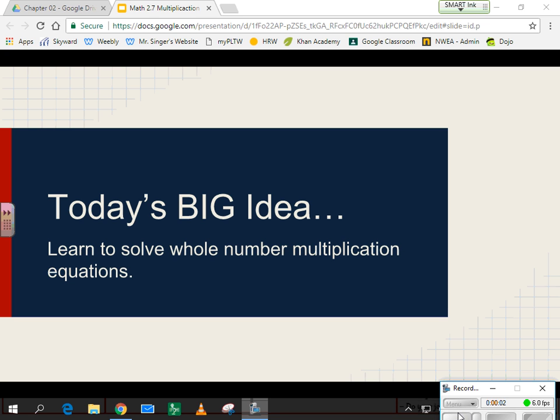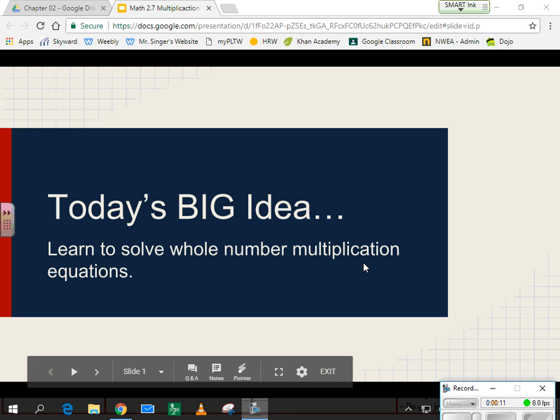Okay, we have 2 lessons left for this unit. Today is going to be learning to solve whole number multiplication equations. Again, same goal as yesterday, except we changed to multiplication. Write this down before moving on.